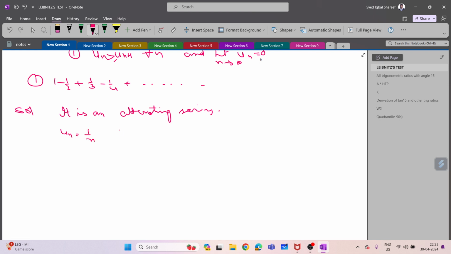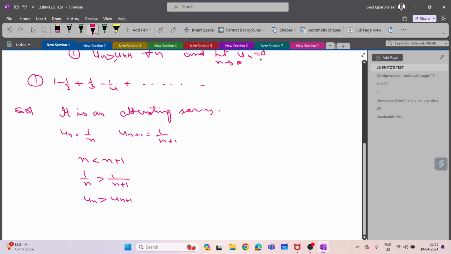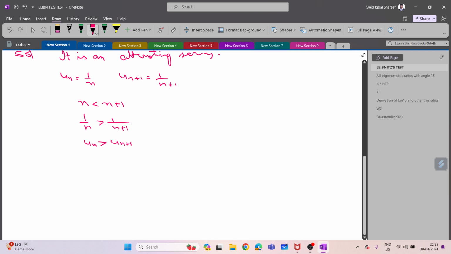First, what is un? un is 1 by n. What is un plus 1? 1 by n plus 1. So n is less than n plus 1, or 1 by n is greater than 1 by n plus 1. So that means un is greater than un plus 1 for all values of n.